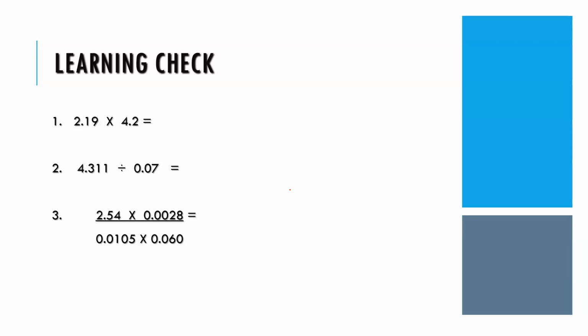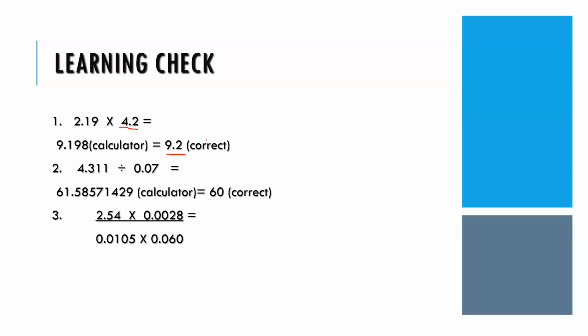So let's do some practice problems together. Pause this video and come back when you have your answers rounded to the correct number of sig figs. All right, let's see how you did. When you multiplied 2.19 times 4.2, your calculator told you 9.198. But since this second number only has 2 significant figures, our answer can only have 2 significant figures, making 9.2 correct. Now, if you took 4.311 and divided it by 0.07, your calculator would have given you a great long number. But this number only has 1 sig fig, which means our answer can only have 1 sig fig. So we had to round it down to 60.